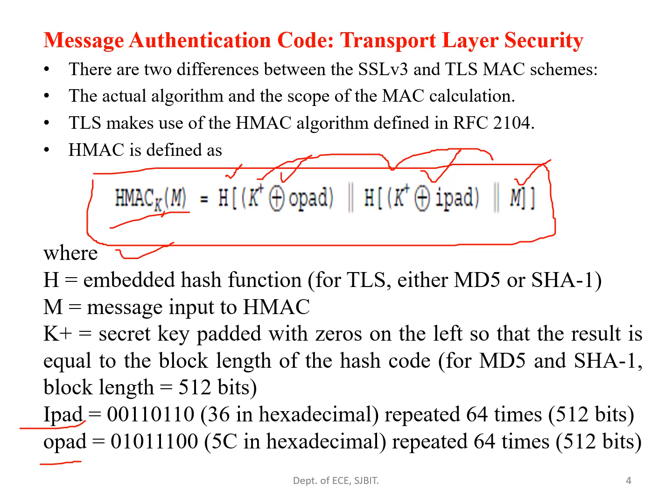MD5 is the message digest algorithm and SHA is the secure hash algorithm, and we use both in the hash function. Both have a block length of 512 bits. The IPAD is 36 in hexadecimal, repeated 64 times, and the OPAD is 5C in hexadecimal, repeated 64 times. So the input and output pad sizes are 512 bits.